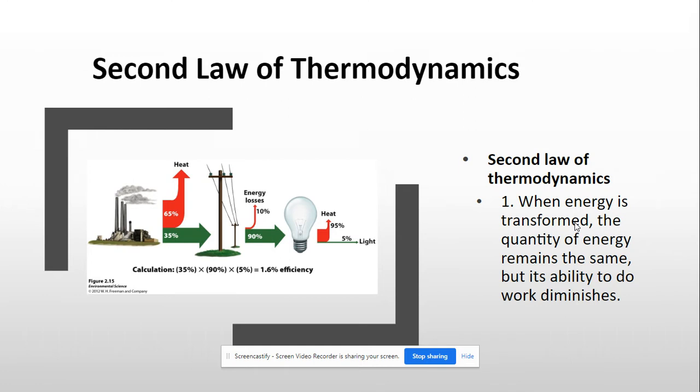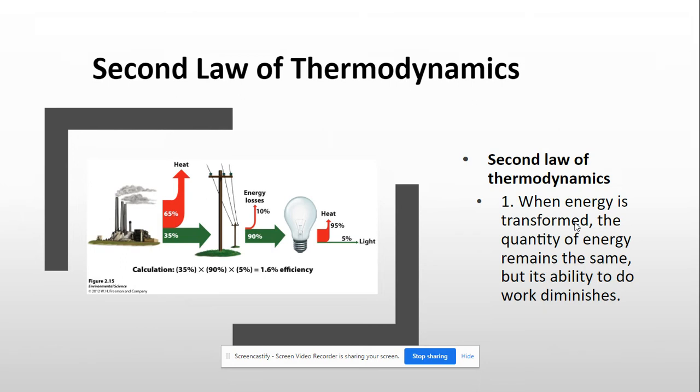So, the second law of thermodynamics tells us that when energy is transformed, so when it maybe goes from chemical energy to kinetic energy in this case, the quantity of energy is going to remain, right? It can be neither created nor destroyed, but its ability to do work diminishes. And so, in this case, as we see energy being transformed, it's going to increase in entropy or disorder.